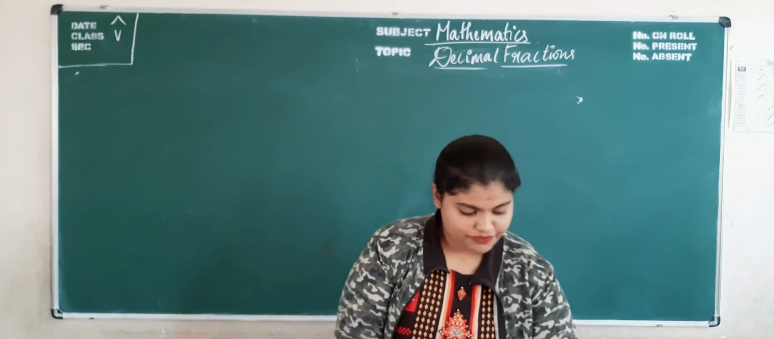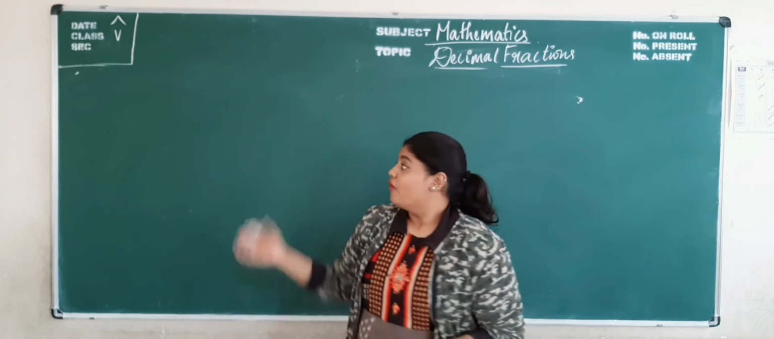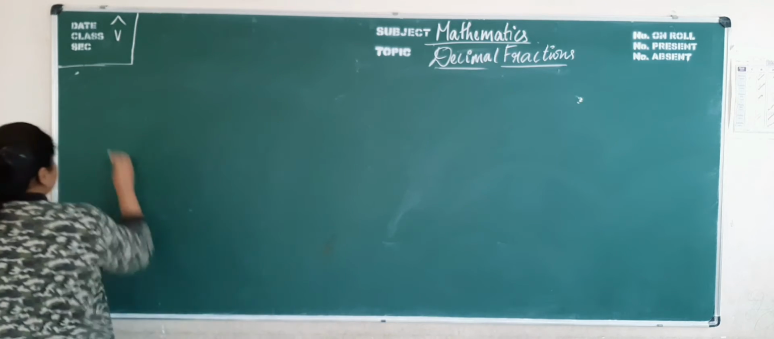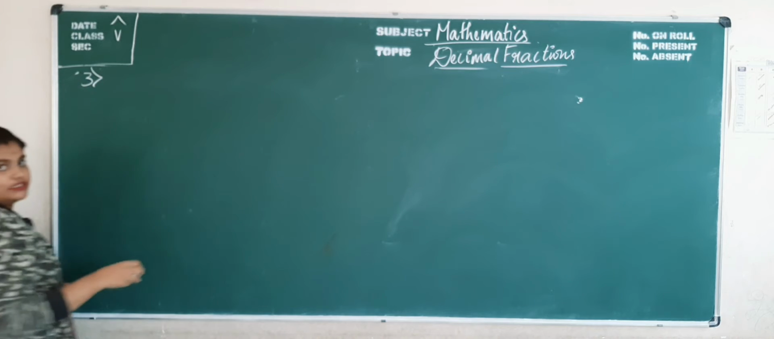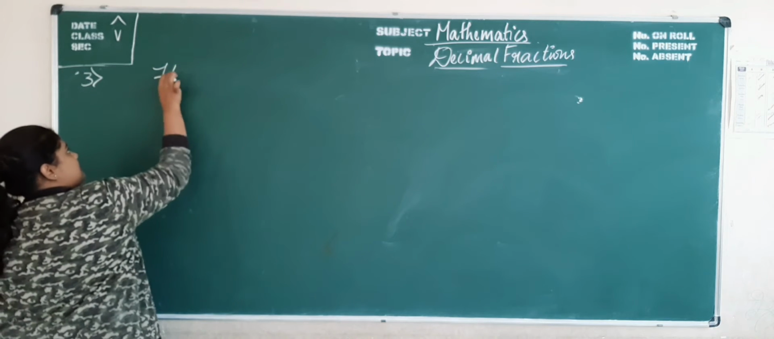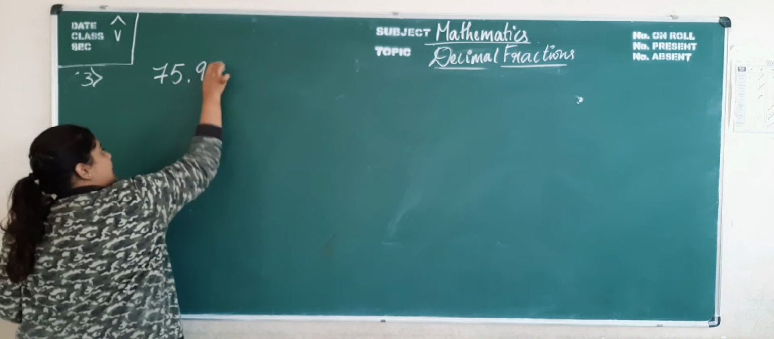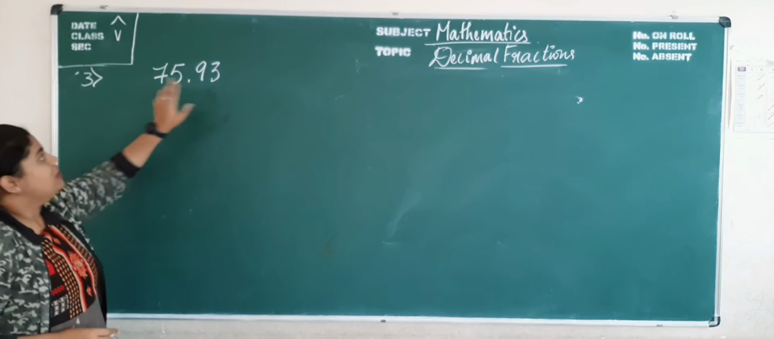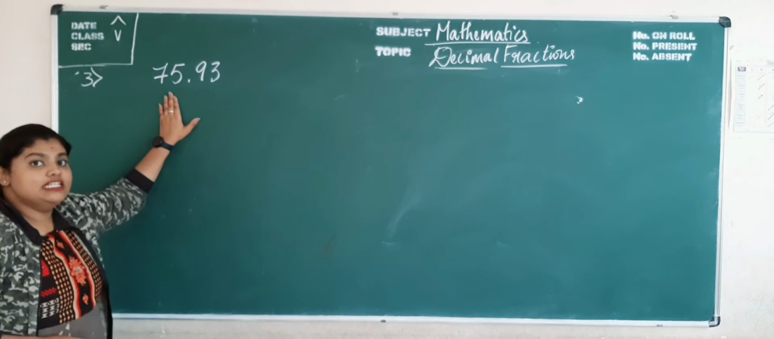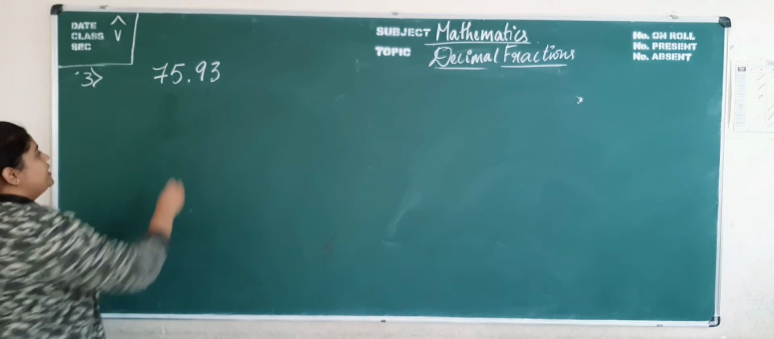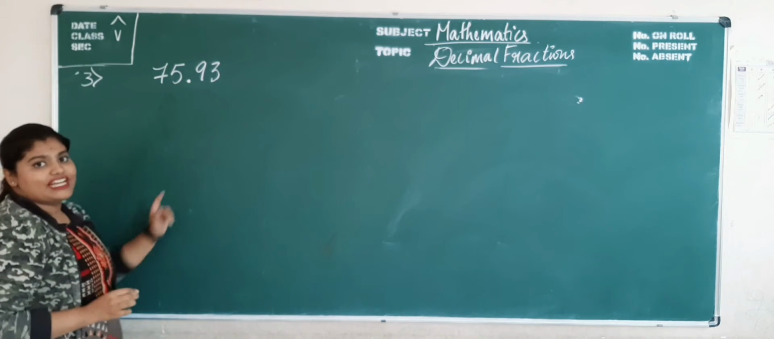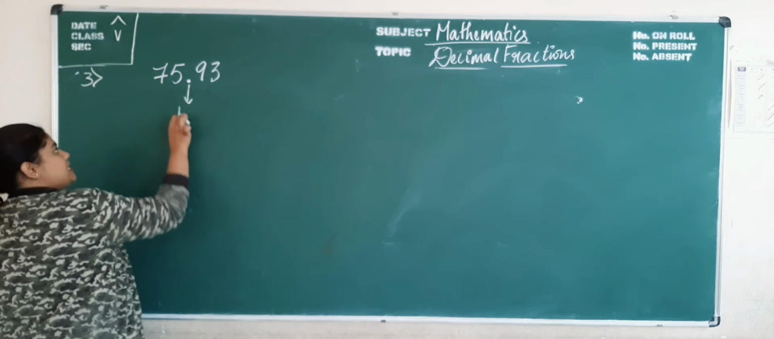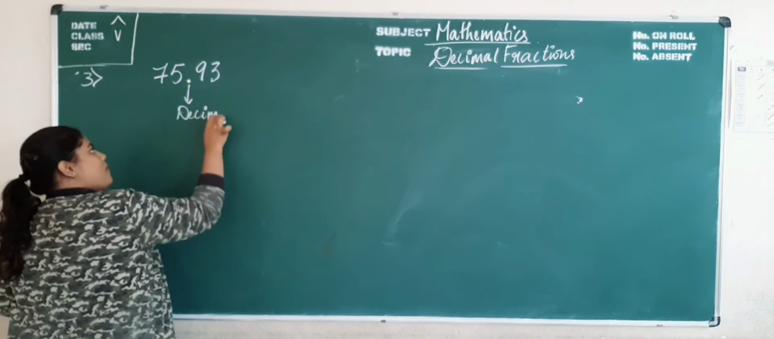Next, we shall see what all will be there in decimal numbers. For example, write it down as point number 3. If I take 75.93, what type of number is it? It is a decimal number. It has a point. If we write a decimal point, it is a decimal number. So here it is the decimal point.